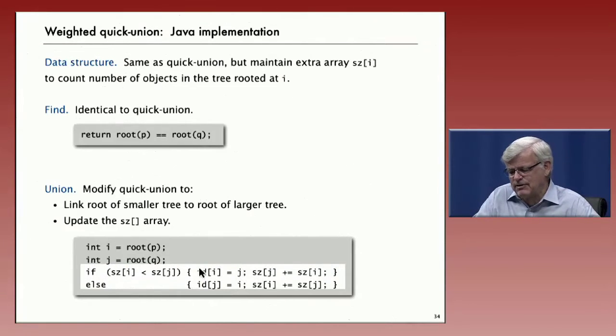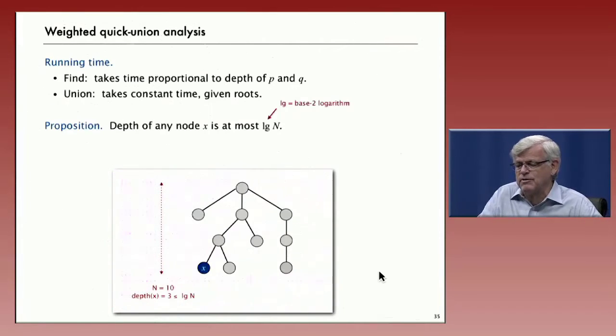And then after changing the id link, we also change the size array. If we make i a child of j, then we have to increment the size of j's tree by the size of i's tree. Or if we do the other way around, then we have to increment the size of i's tree by the size of j's tree. So that's the full code in white for implementing weighted quick union. So not very much code, but much, much better performance.